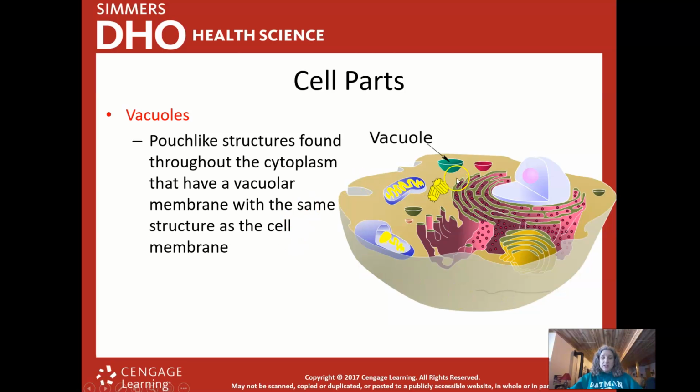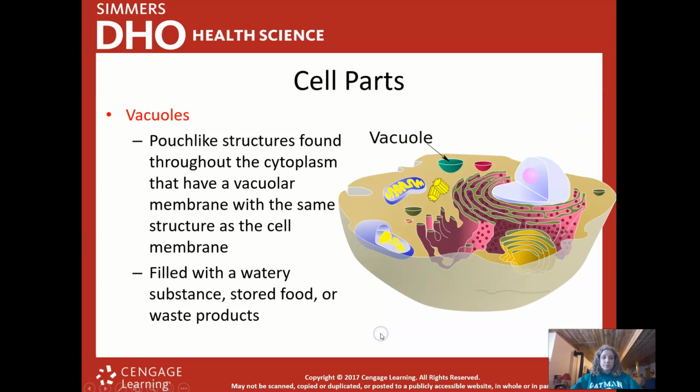Then you have the vacuoles. Here is this one, this green circle here. It's a pouch-like structure found throughout the cytoplasm that has a vacuolar membrane with the same structure as the cell membrane. It is filled with a watery substance, stored food, or waste products.